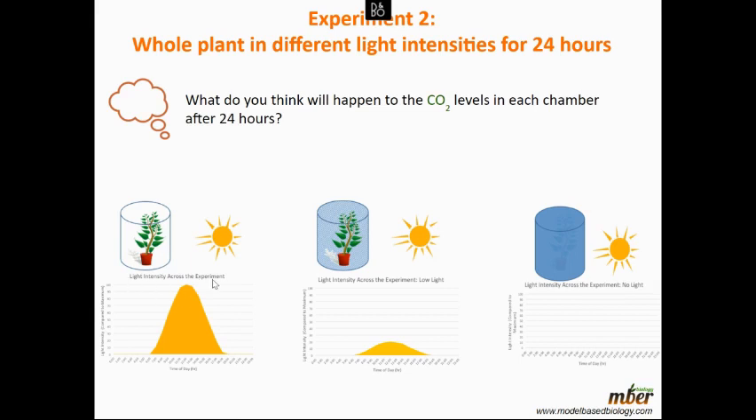Oh, so the level of light intensity across the experiment. This one had the highest amount of light on the left. This one had low light, and then the one on the right had no light at all. And again, the light intensity is measured throughout the day. So this one at the end had no access to light. In the middle, it kind of had some shade, and then the one on the left had full access to light.